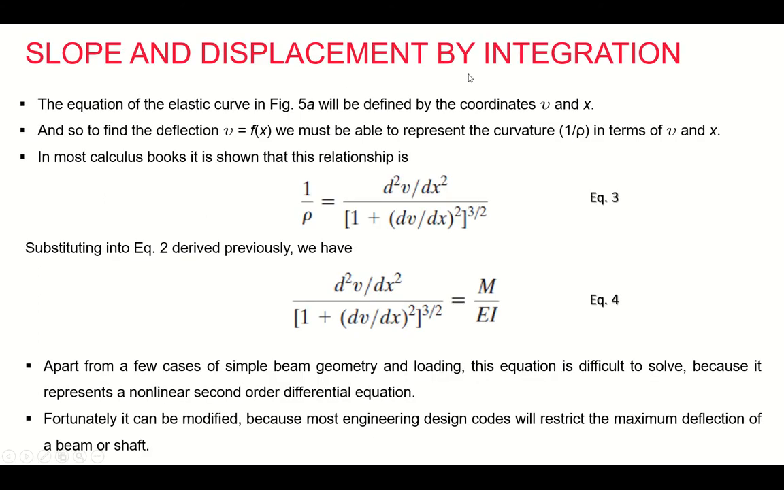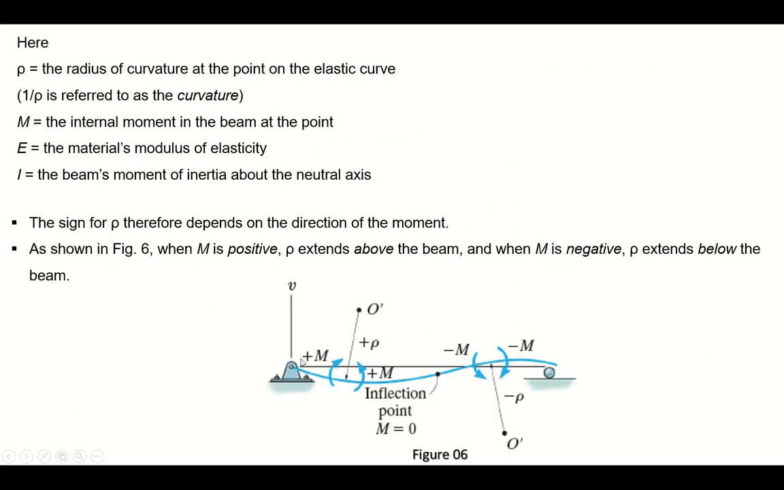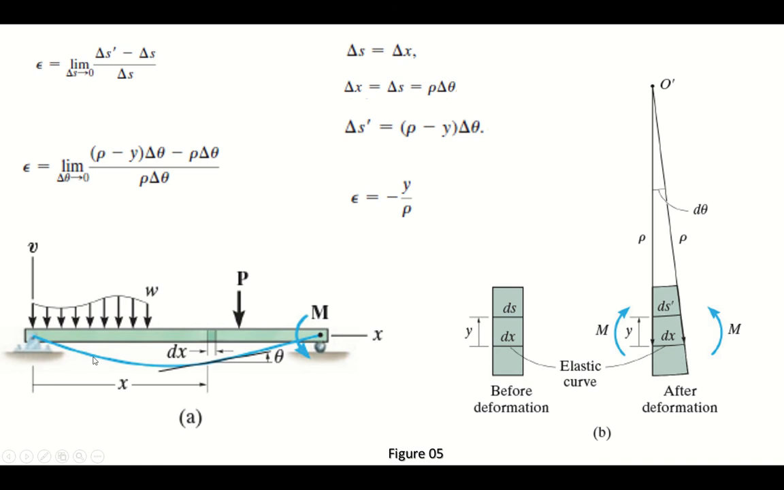So, slope and displacement by the integration method: the equation of the elastic curve in figure 5a will be defined by the coordinates mu and x, right? So now what is mu? You can see in figure 6, as well as in figure 5, that the vertical y-axis is defined by mu. So this mu is the measurement of the vertical deflection or displacement with respect to its original position, and x is the length of the beam.